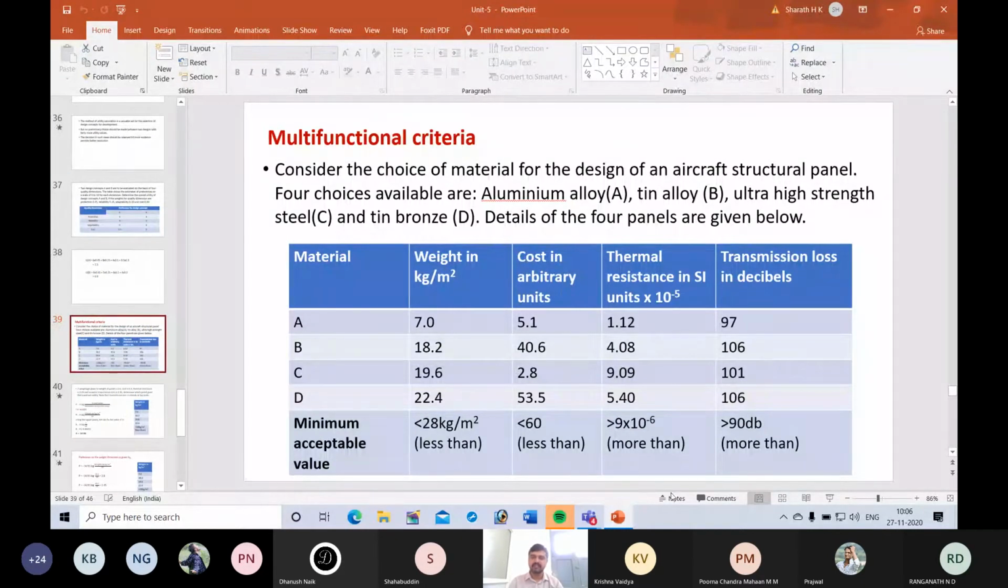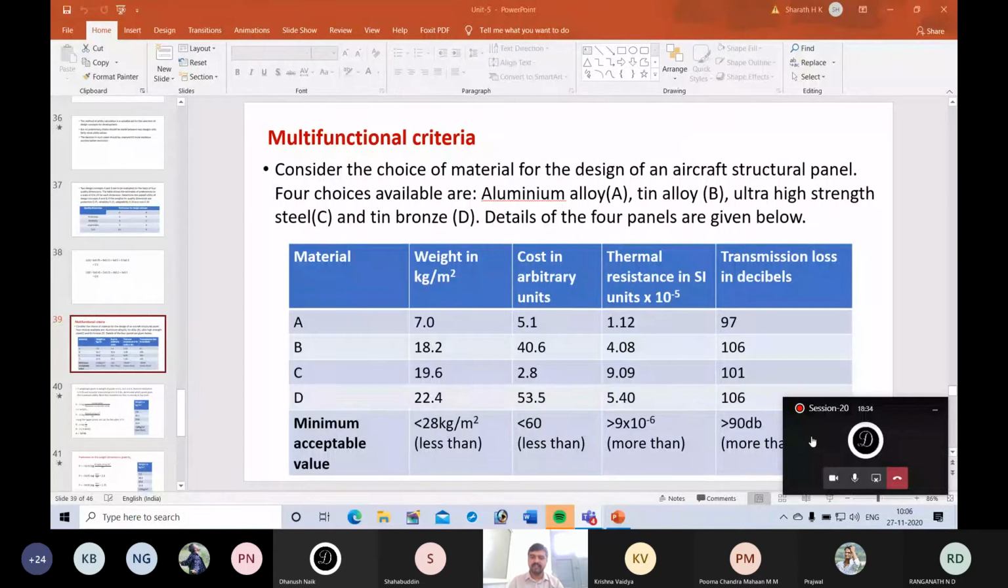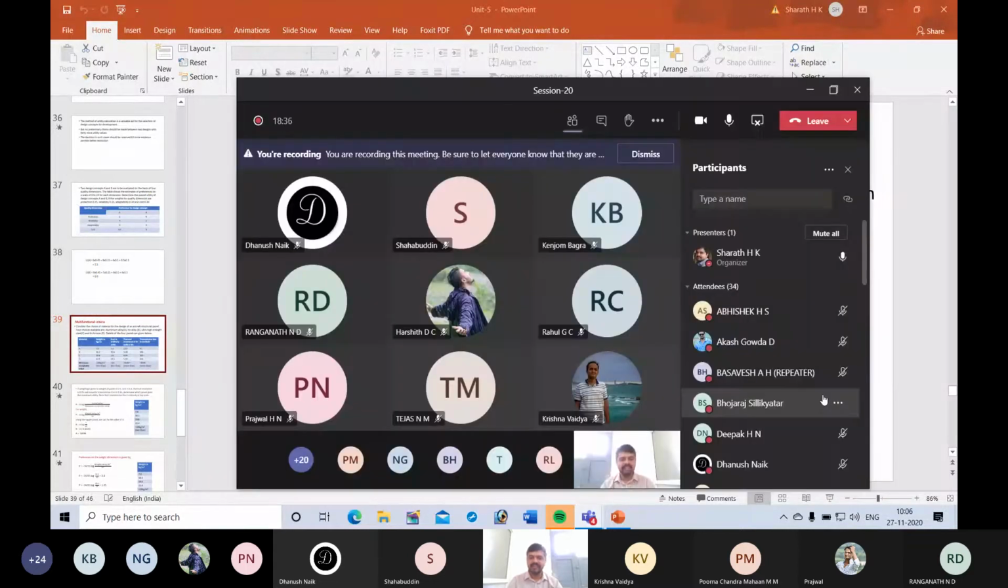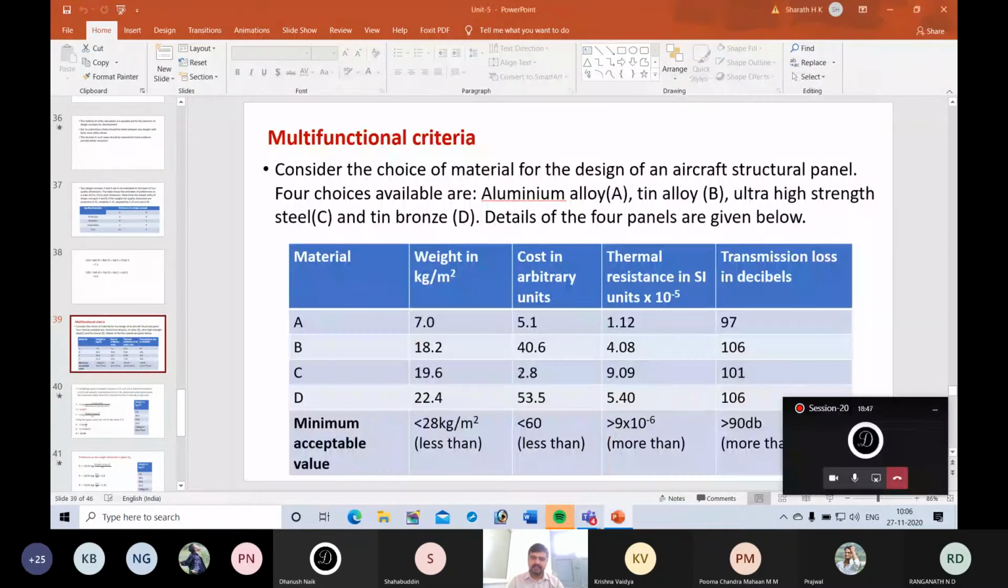Next, you have to consider cost. As a manufacturer of any product, which is desirable, the least cost or high cost? Least cost is desirable. If you consider the four materials, which has the least cost? Material C, the high strength steel, has the least cost, 2.8. We don't know the unit, but usually it will be in dollars, if you look at the values.